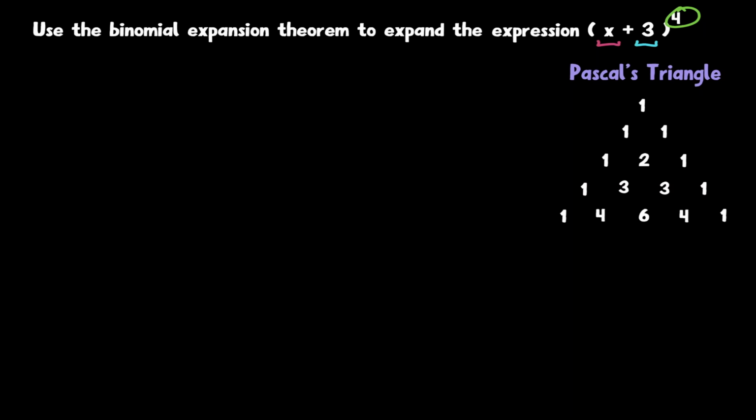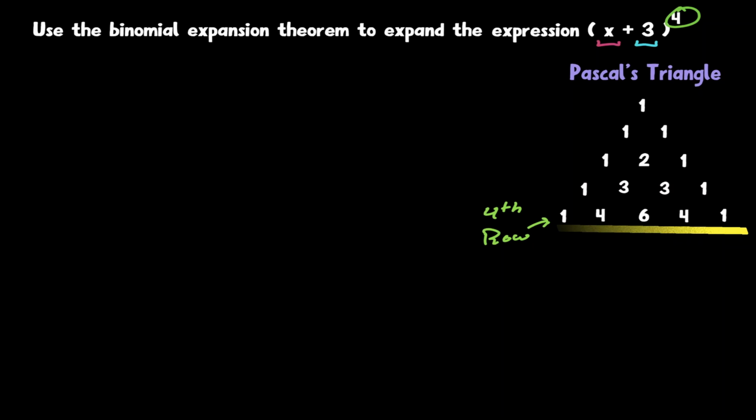We want to raise this expression to the fourth, so let's take a look at the fourth row in Pascal's triangle. We always start with 0, so this is the 0th row. This is the first, that's the second, that's the third. This is the fourth row. So now that we have identified these two pieces of information, let's start writing down our expansion.